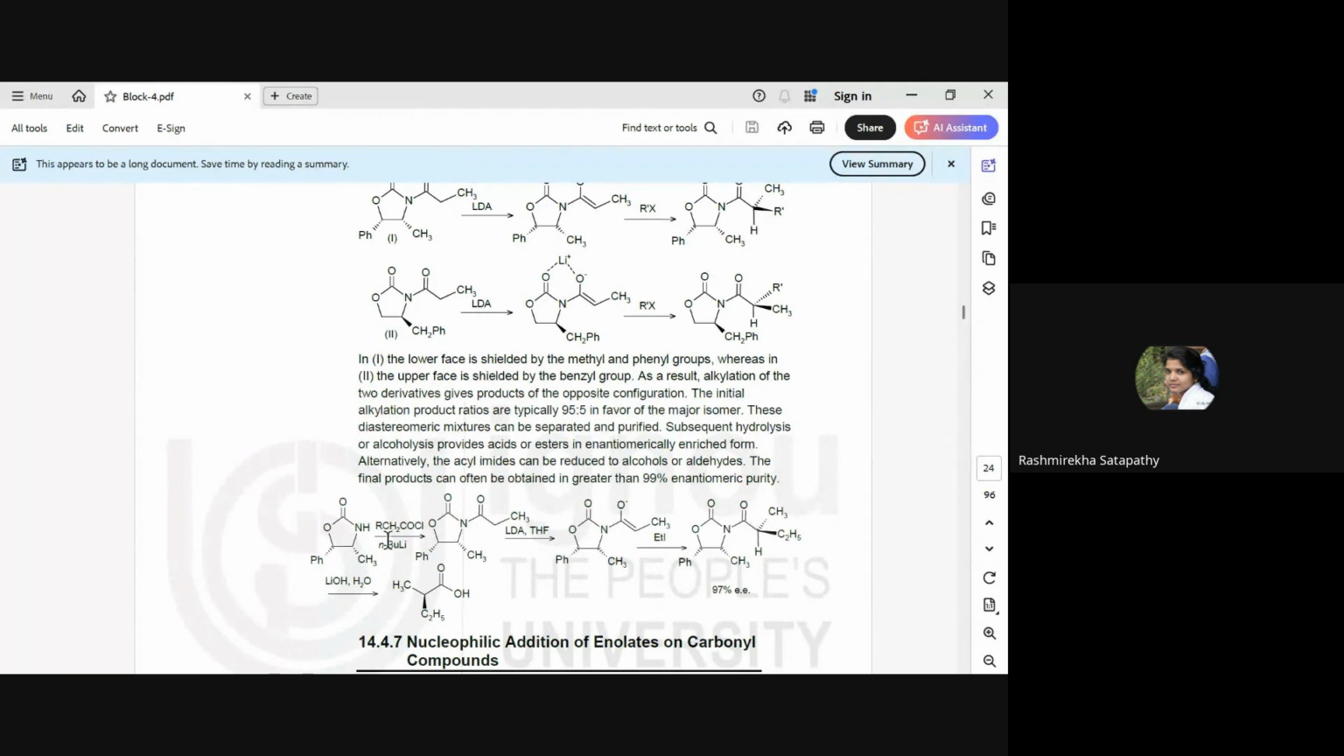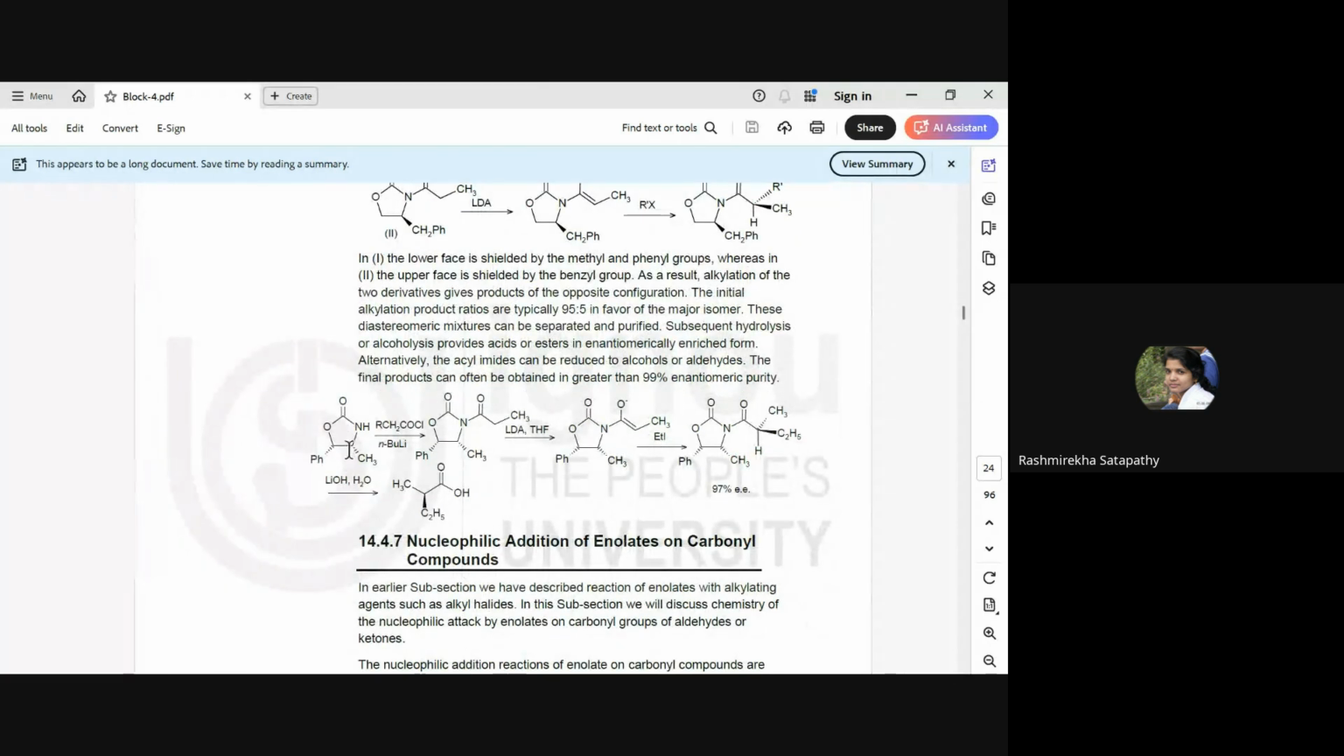So here is the final product. Here you can see the RCOCl. This product is formed with LDA, and the enolate, O minus, is formed. Then the alkyl halide, this ethyl group, is attached here. With lithium hydroxide and water, this group is converted to the COOH acid group. This is converted to the acid, CH3C2H5COOH.